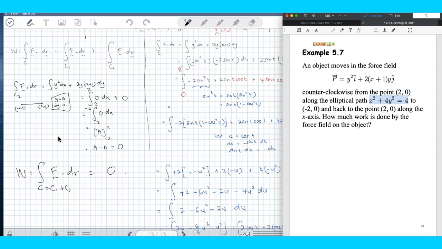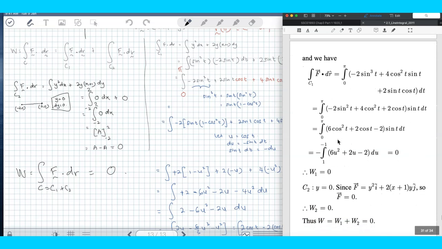Okay, not always 0. It's not necessarily 0 if you have a closed curve. This one is a closed curve because you start and come back to the same point. It's not necessarily 0, but in this case it is 0. There is a reason why it is 0. I will explain to you in the next section.